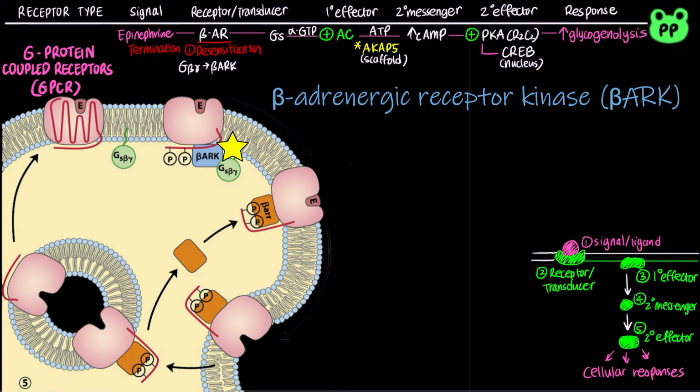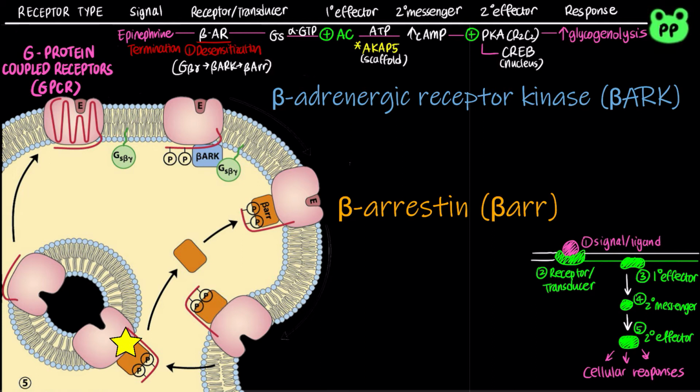The phosphorylation of the receptor creates a binding site for the protein beta-arrestin, abbreviated as BARR. Receptor bound to beta-arrestin enters the cell by endocytosis, and beta-arrestin dissociates. In this state, the receptors are inaccessible to epinephrine and therefore inactive. The receptor is eventually dephosphorylated and returned to the cell surface.